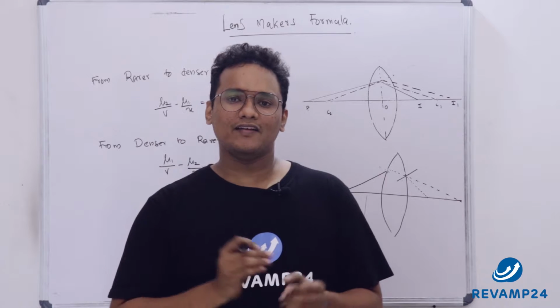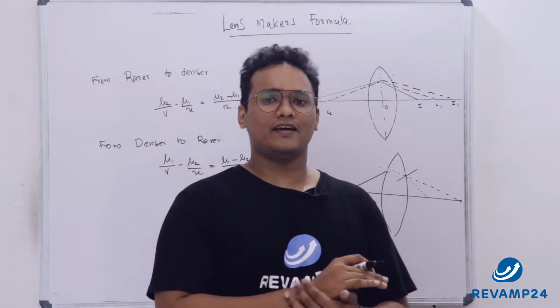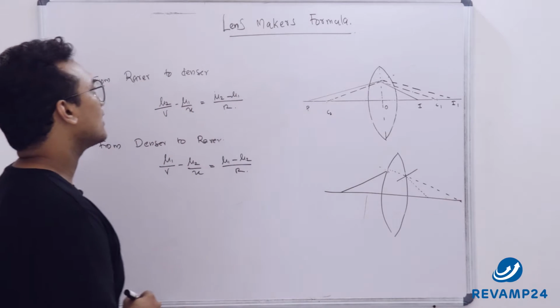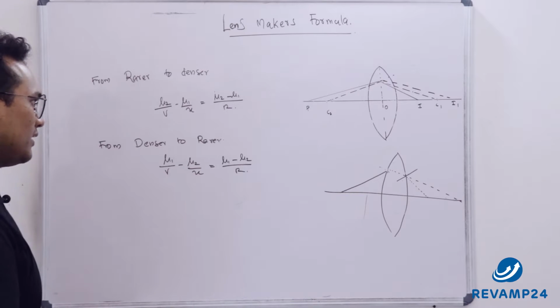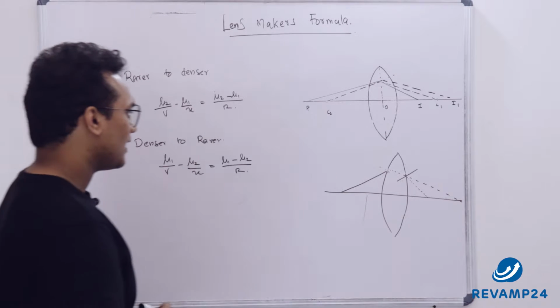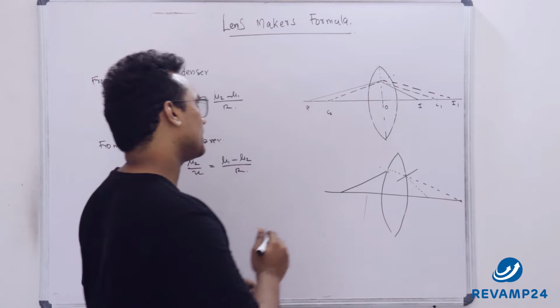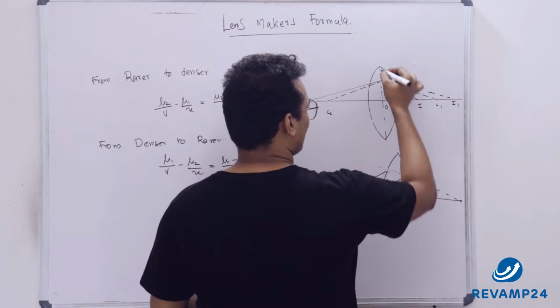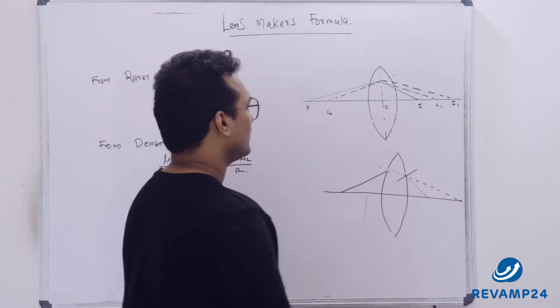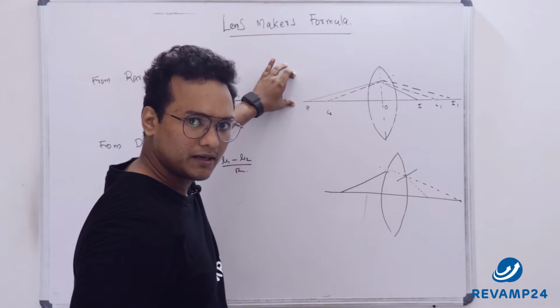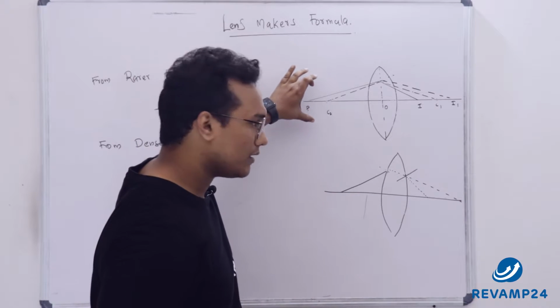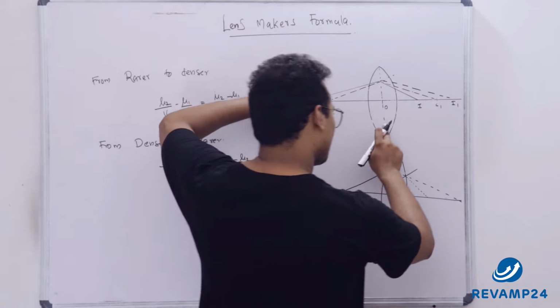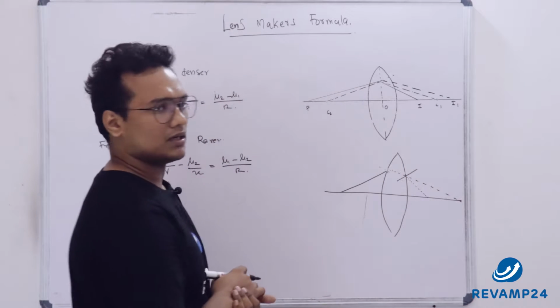In this video, I will explain how to derive an expression that is the lens maker's formula. Now, a lens has two surfaces basically. One is a surface like this and another one is a surface like this. Now, this is a rarer medium, for example air. Now, this is a denser medium, for example glass.